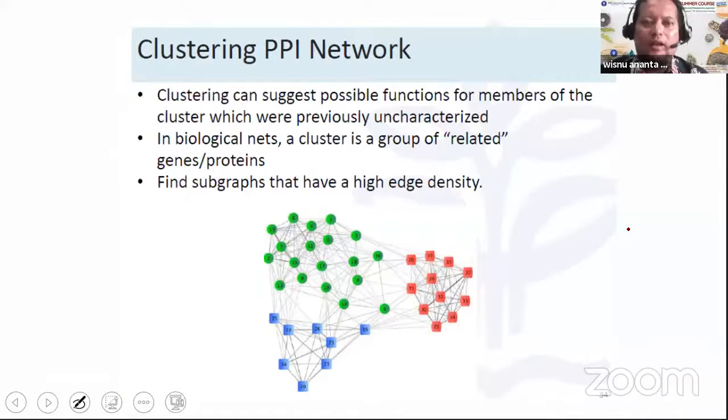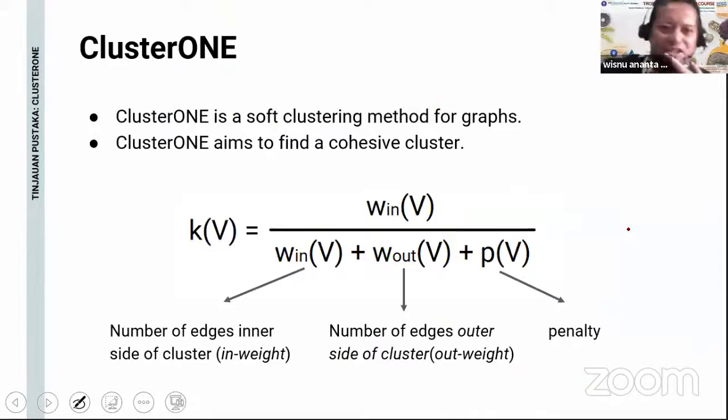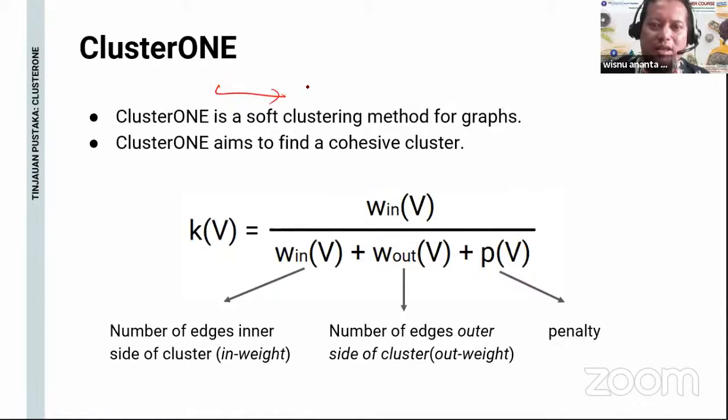Then we can also use clustering of the PPI, because clustering can suggest possible functions for members of the cluster which were previously uncharacterized. And in a biological network, a cluster is a group of related genes, especially genes that have a similar function, which will group together. This makes sense, I think. We will use ClusterONE. We can add the ClusterONE plugin in Cytoscape. This is part of the final project that will be given to you.